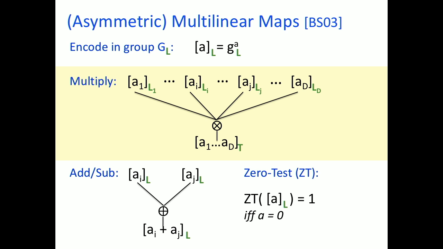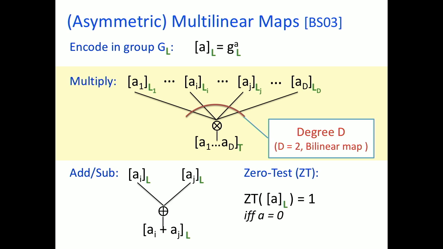And the magic of multilinear maps is really in this homomorphic multiplication capability, that you can take a bunch of encodings with different labels, so this would correspond to the asymmetric version, and homomorphically multiply them to get an encoding of the product in a target group with a target label. Okay? And the degree of this multilinear map is exactly how many encodings you can multiply together.